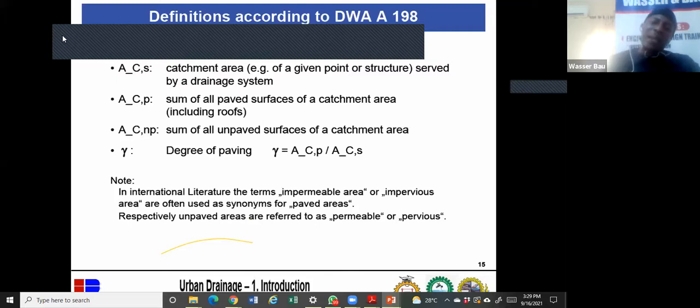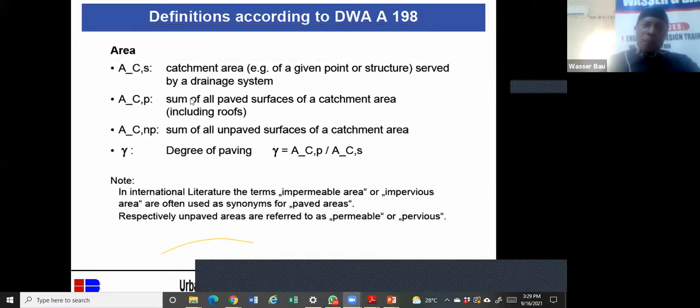For the stormwater, we're interested in the catchment area. So the catchment area for this course will be represented as ACS.